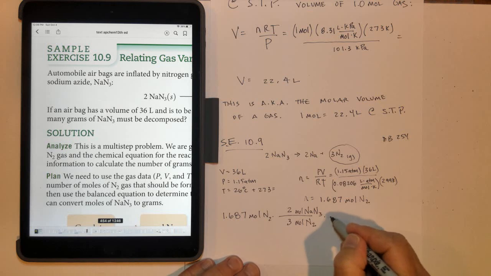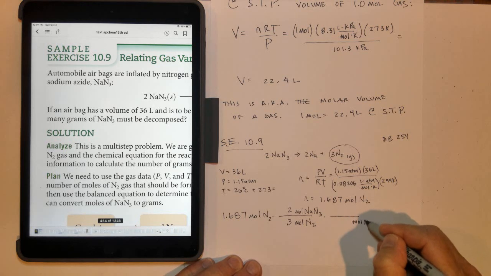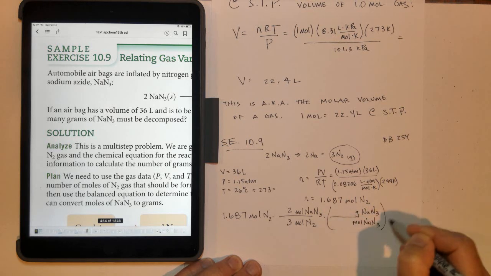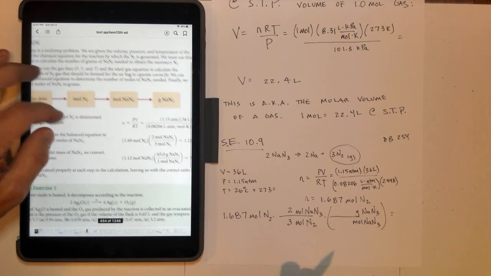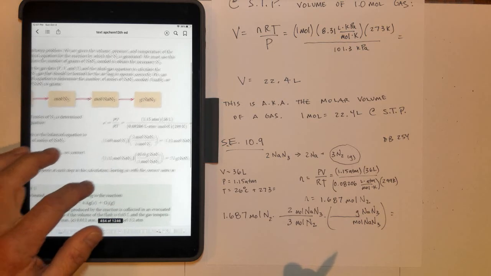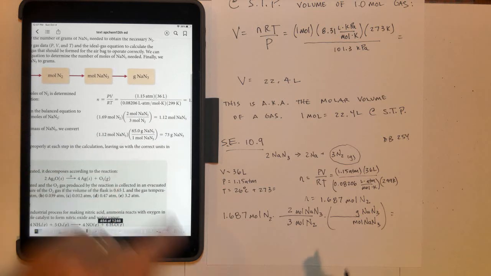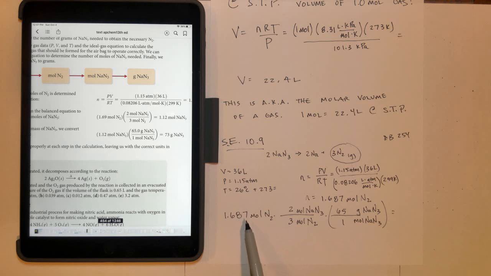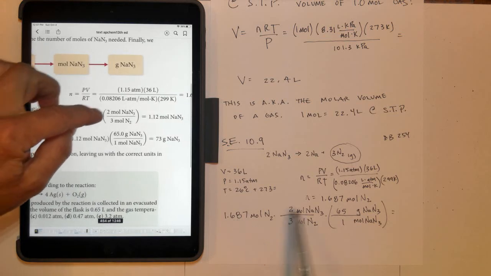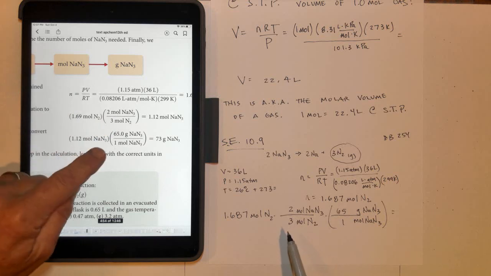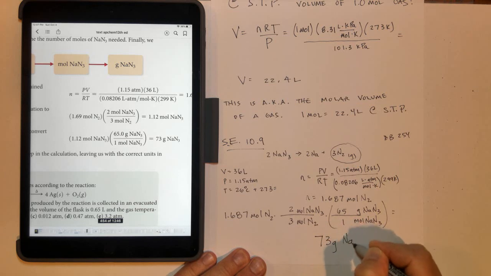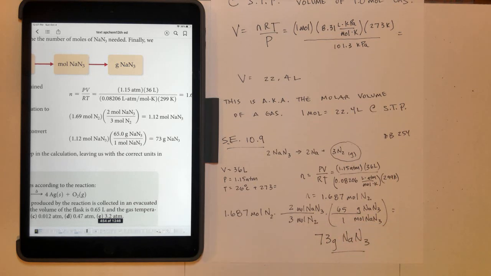But remember, it asked for grams. So I'm going to do my last step, going from moles of sodium azide to grams of sodium azide, which means I'm going to need my periodic table. I'm going to cheat and look at the problem in the book, and it looks like we have 65 grams in 1 mole of sodium azide. If I take the 1.687, or 1.69 is what they had in the book, times 2 divided by 3, and then multiply that by 65, I should end up with 73 grams of the sodium azide that's needed. All right, good luck with your gas stoichiometry problems.